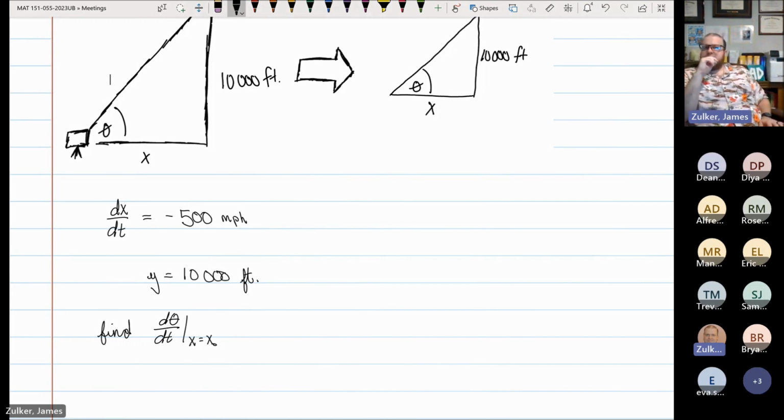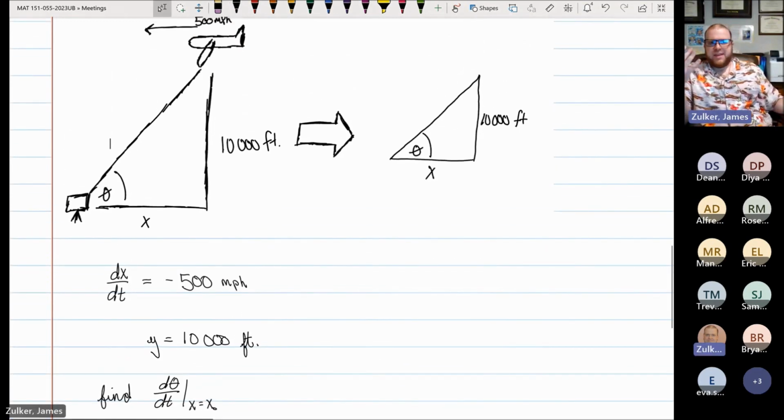We want to determine d theta/dt. So we want to determine how the angle's changing when the plane is some distance away. Well, again, you should notice that we don't have the same units.